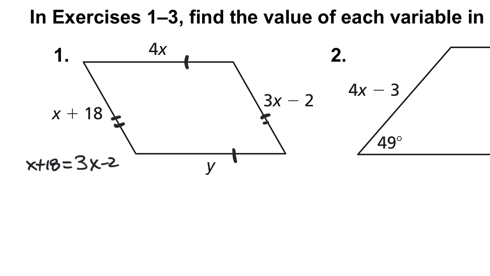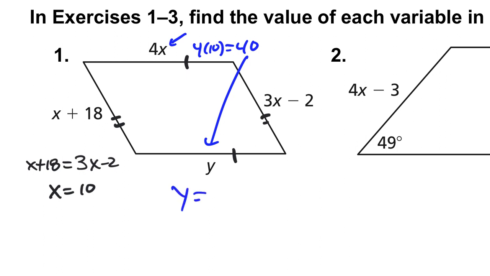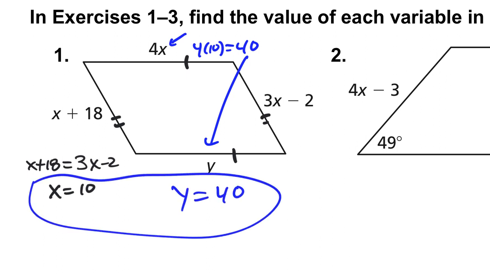So I'm going to go ahead and solve this. I'm going to jump ahead and I'm going to get x equals 10. So I found what x is worth. It says find the value of each variable. There's 10. Well, if I plug that 10 back in here for this x, I'm going to get 4 times 10, which is 40. It just so happens that's congruent with y, so now we know that y equals 40. So here are our two answers, 10 and 40. Not too bad, not too bad.